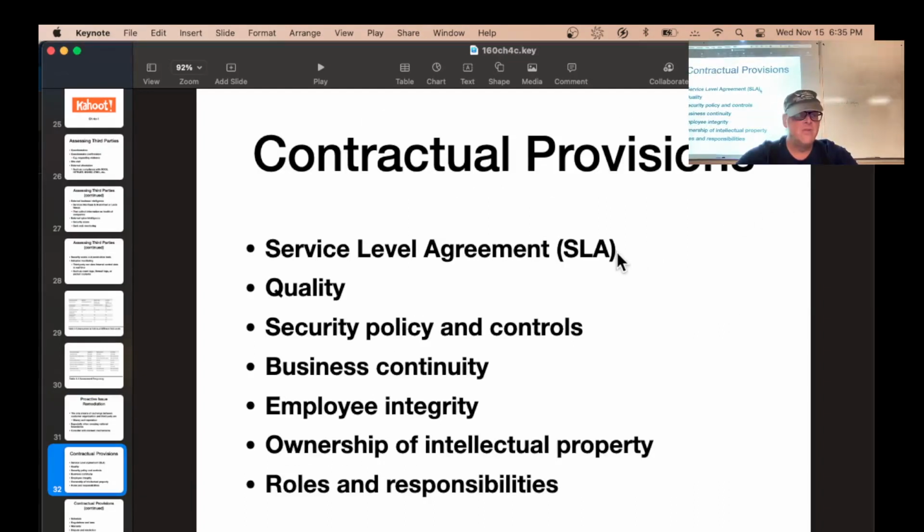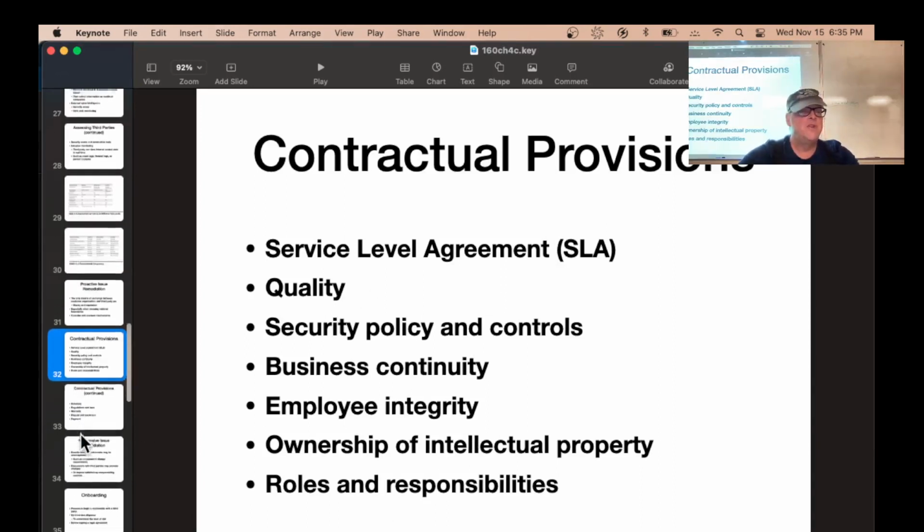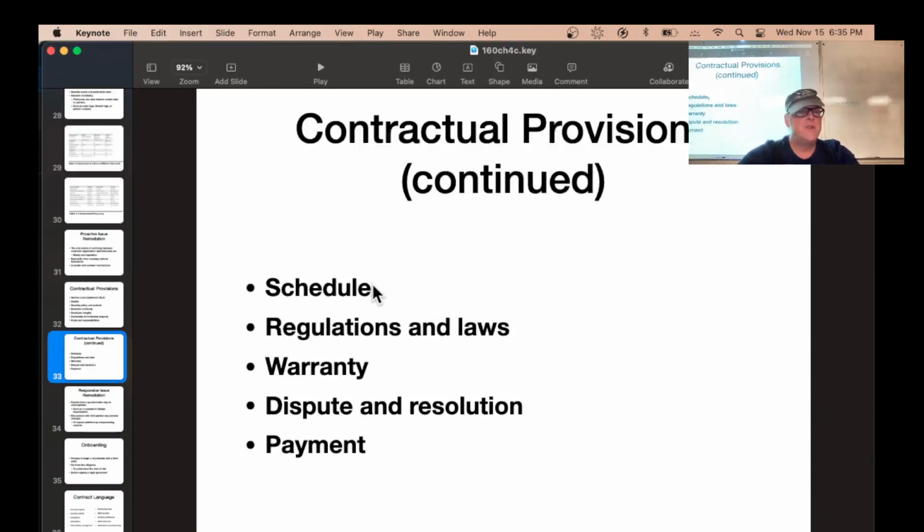So you have a service level agreement that might promise a certain quality of service, might promise that they're using certain security policies, that they have considered how to survive disasters and check their employees' backgrounds, and that they understand who owns the intellectual property and who has roles and responsibilities. These are all the things that should be covered in your contract: the schedule at which they deliver things, obeying laws, how you're going to handle disputes, and how you're going to handle payment. In the contracting business, there is typically a financial fine for being late, so much money per day specified here.